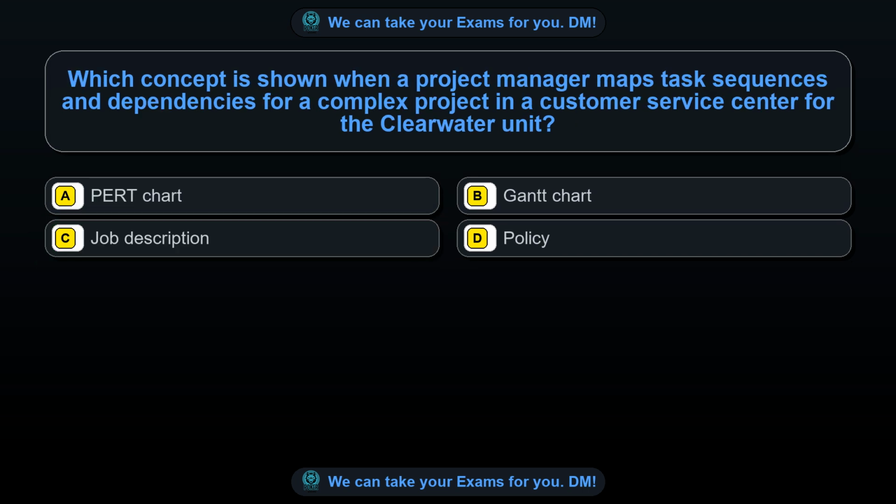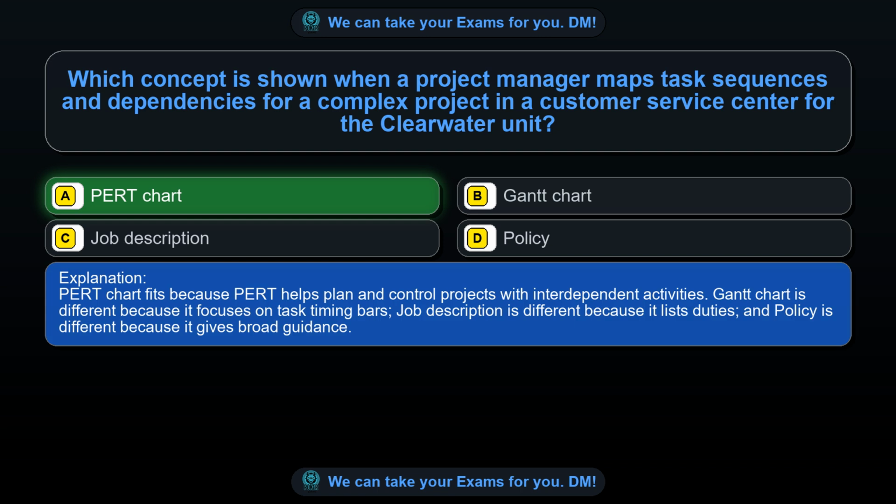Question 24. Which concept is shown when a project manager maps task sequences and dependencies for a complex project in a customer service center for the Clearwater unit? Option A, PERT chart. Option B, Gantt chart. Option C, job description. Option D, policy. The correct answer is option A, PERT chart.